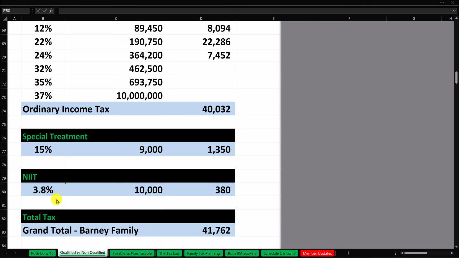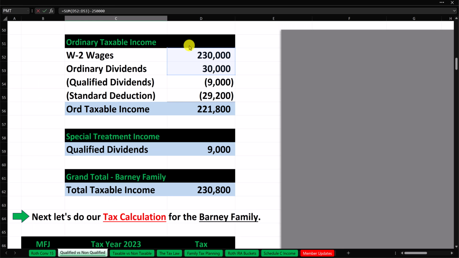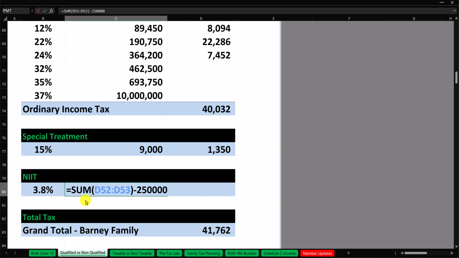So how do we calculate that number? Well, right here in this cell, we have the sum of D52 to D53, which is going to be our income items right up here, $230,000 plus $30,000. So that $260,000 total minus the $250,000 threshold results in $10,000. And when that's multiplied by the 3.8%, we end up with $380 of net investment income tax.